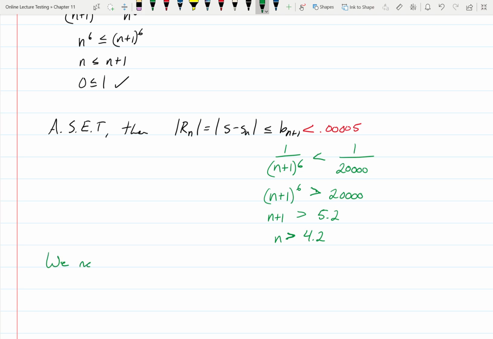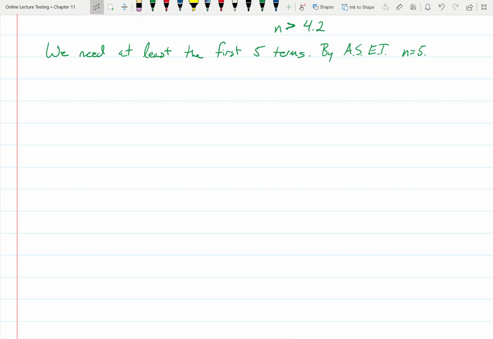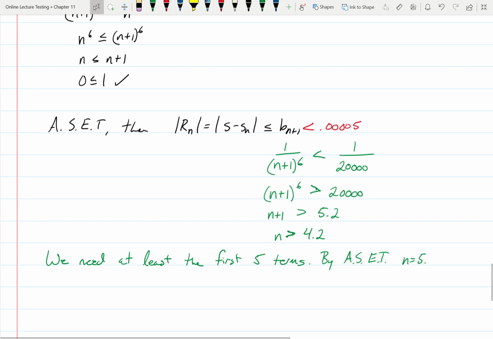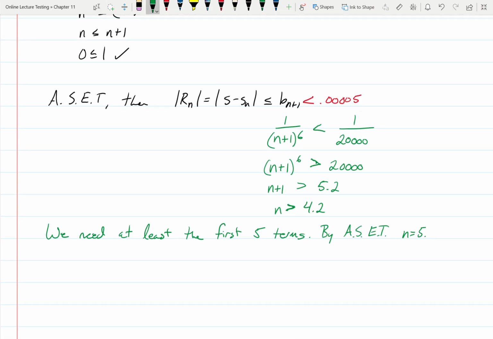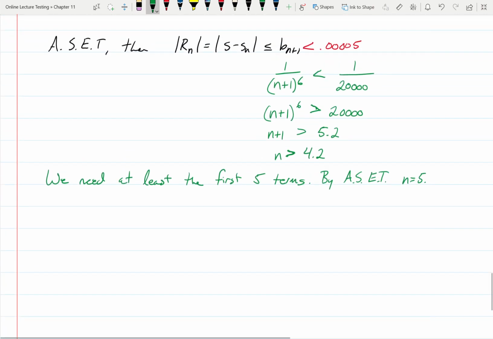So we need at least the first 5 terms. All right. So by the ASET, n is equal to 5. All right. And so that is the end of that example. So again, the reason that we say n is equal to 5 is because n has to be greater than 4.2, so the next integer value is 5. Now again, if we had equality here, we'd still have to use 5 because an integer is not equal to 4.2, so we would still have to use at least 5 terms in that particular situation. All right.